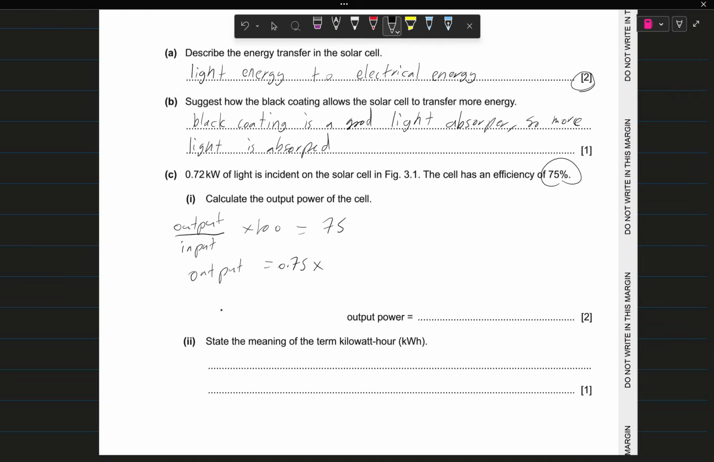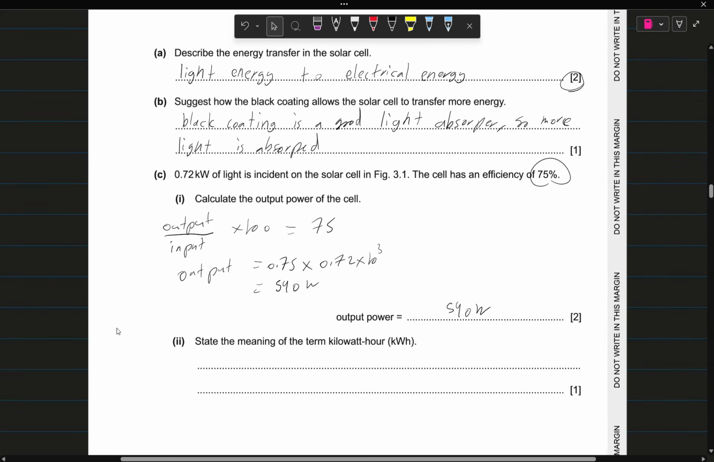Now the total input was 0.72 kilowatt. To convert that into watts, we multiply by 10 to the power of 3, or 1000. So 0.75 times 0.72 times 10 to the power of 3. So 0.75 times 720, then that would be 540 watts. That would be the output power.